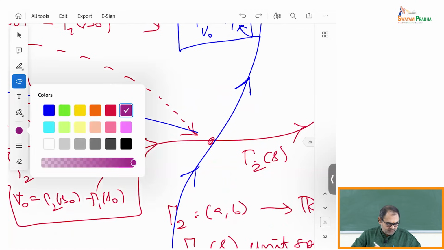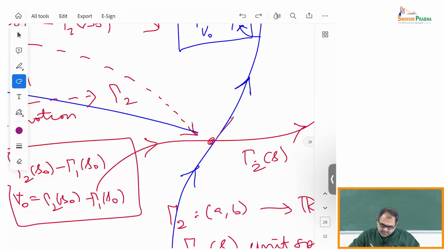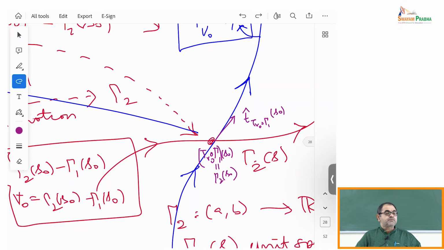So again here I'm going to get T cap, T V naught circle gamma 1 of S naught. Mind you, this point is gamma 1 of S naught, and that is also equal to gamma 2 of S naught. I should write T V naught circle gamma 1 of S naught, and that is gamma 2 of S naught.